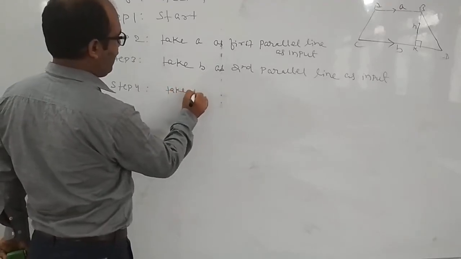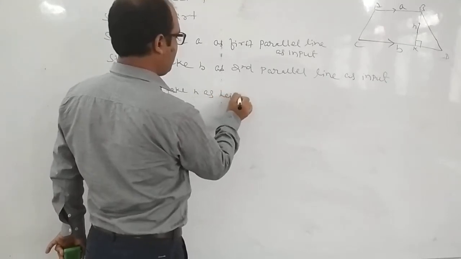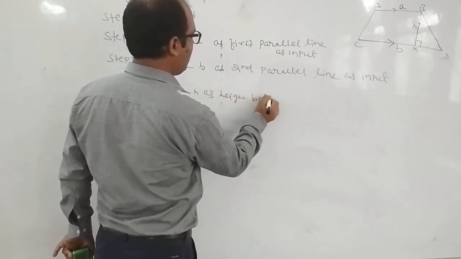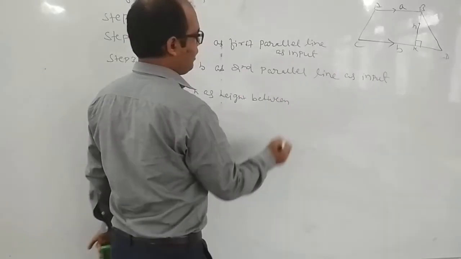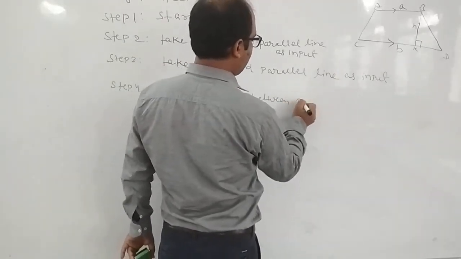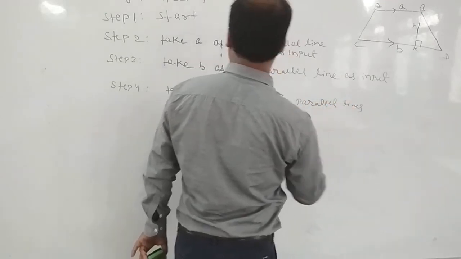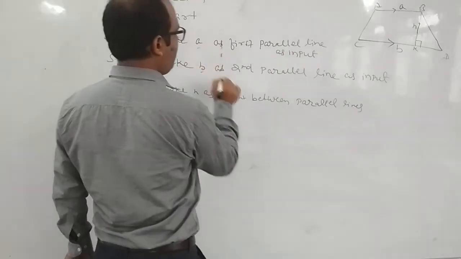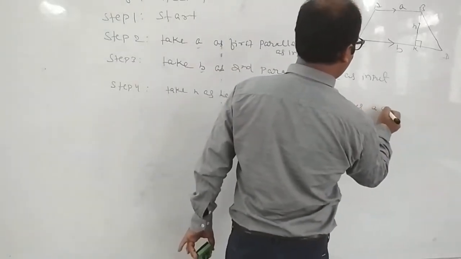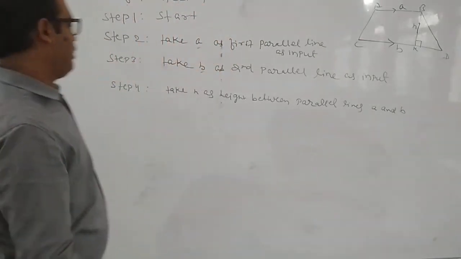Take H as height between the parallel lines. Which parallel lines? A and B. Between the parallel lines A and B.